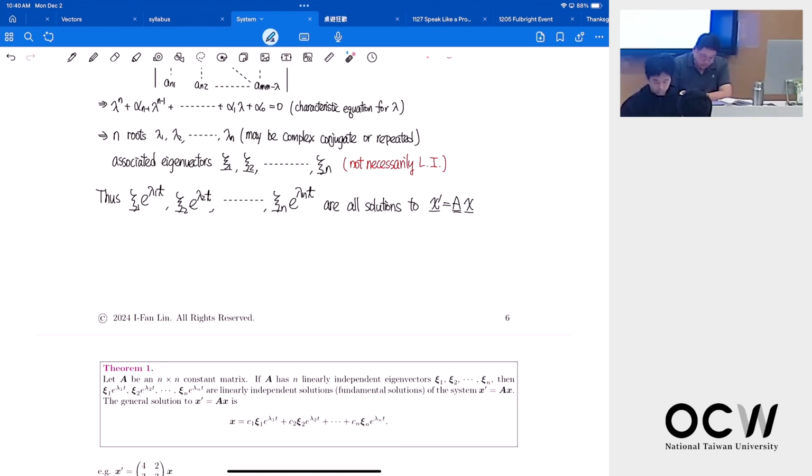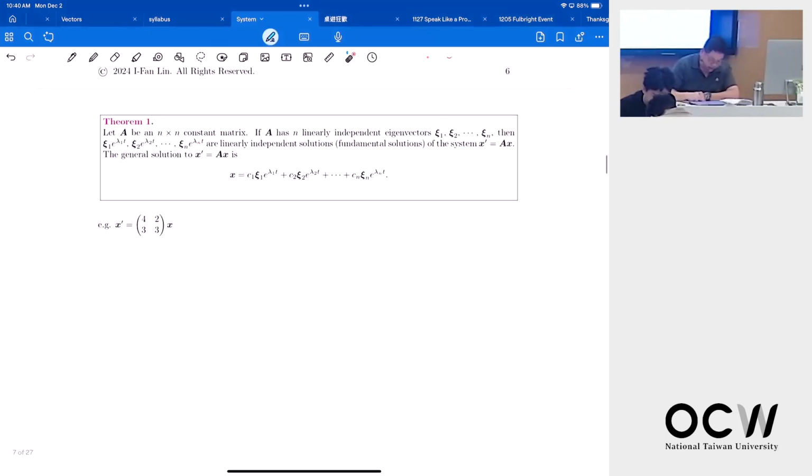All right. If you can find the linearly independent eigenvectors, then the combination of those eigenvectors with the eigenvalues is the general solution. And each term is formed as a fundamental solution.